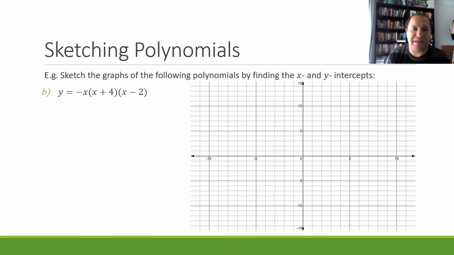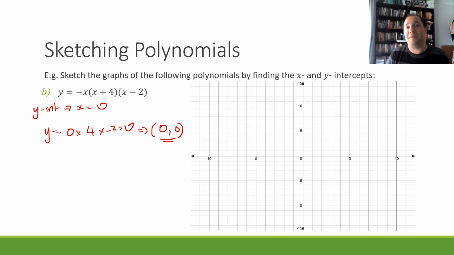Alright, this next one, we've got our points again. So for our y-intercept, x equals 0. So we've got y equals 0 times 4 times -2, which just equals 0. So our y-intercept is 0, 0. That's also going to be an x-intercept because x is 0 and y is 0.